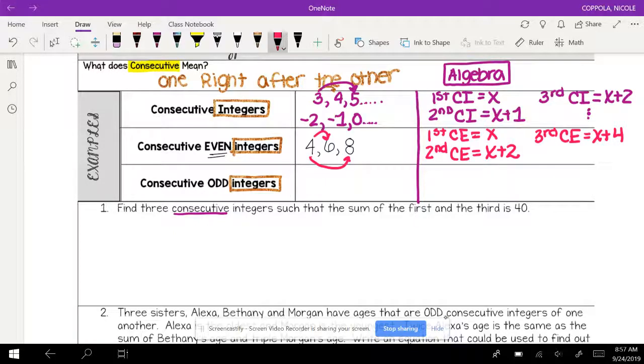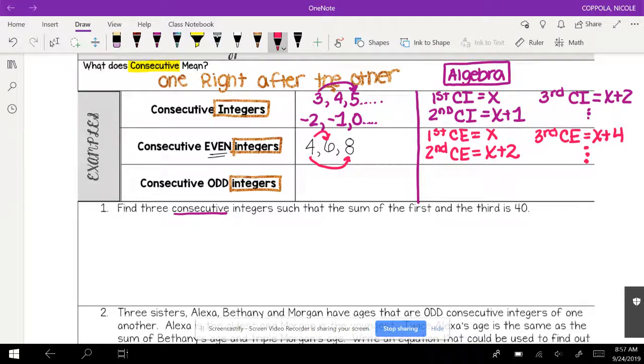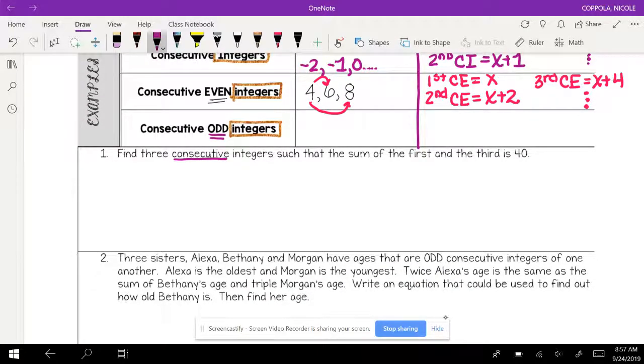Okay, so when you're doing regular consecutive, you just keep adding 1 each time. When you're doing consecutive evens, X plus 2, X plus 4, the fourth would be X plus 6, so on and so forth. All right, now consecutive odds, last but not least. So first, since it says odd, we need to pick an odd number. So I'll pick 11. What's the next odd number that comes after 11? 13, right? Now who comes after 13? 15. And I can continue this pattern on and on and on, okay?